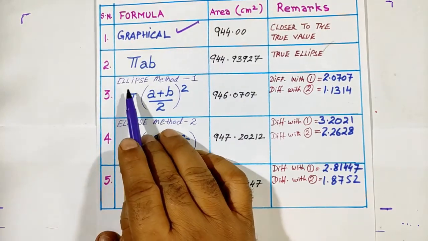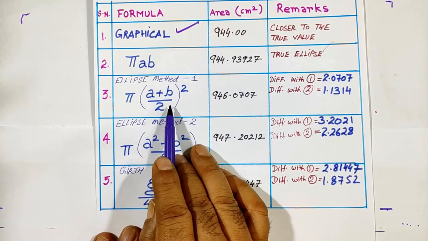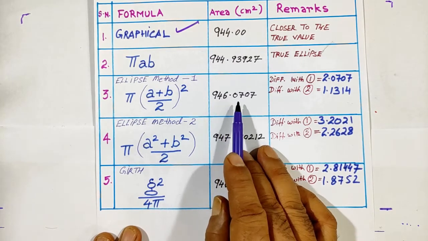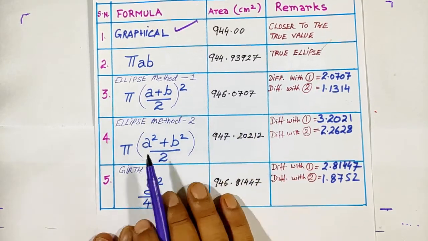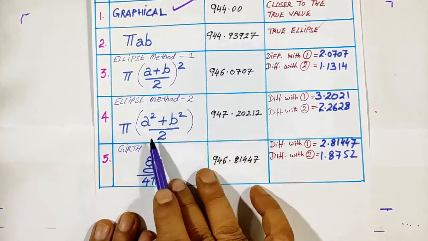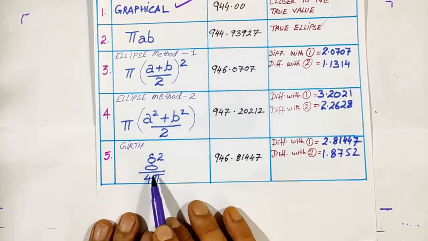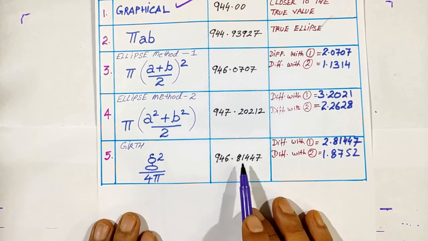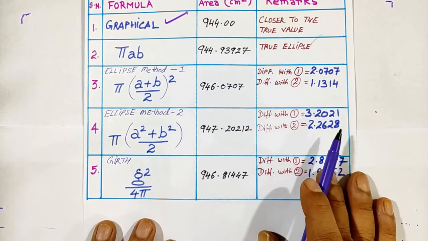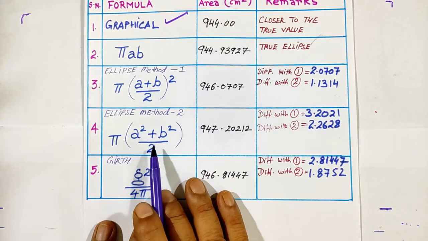Then from ellipse method 1 by averaging, that is (A plus B) divided by 2, and then squaring, we got 946.0707. Ellipse method 2, by separately taking the area, gives 947.20212, and the girth G square divided by 4 pi gives 946.8147. Now let's compare and see the error. This calculation makes it very clear that the error in ellipse 2 is double.